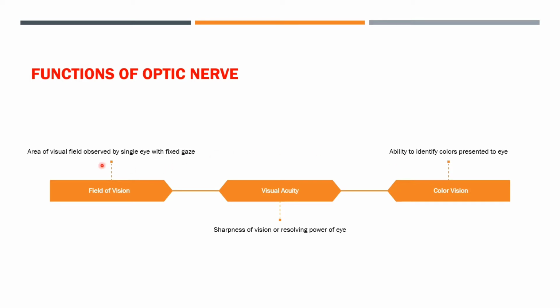So there are three portions of optic nerve function. One is field of vision, second is visual acuity, and then the color vision. So this is the basic background of the optic nerve examination. Now let's start today's practical.